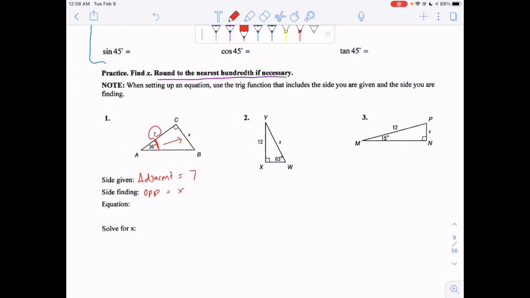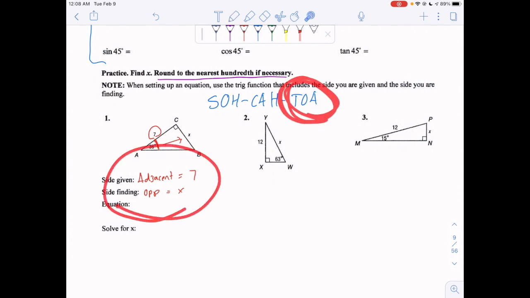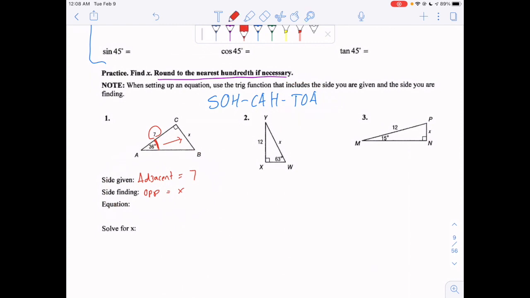Okay, so what would my equation look like here if I set it up? You want to ask yourself, which trig ratio will I be using? SOH CAH TOA. So which one involves opposite and adjacent? It has to be the TOA. So in this case, you'll be using tangent. What angle? Tangent 36 equals x over 7, because the opposite is x and the adjacent is 7.